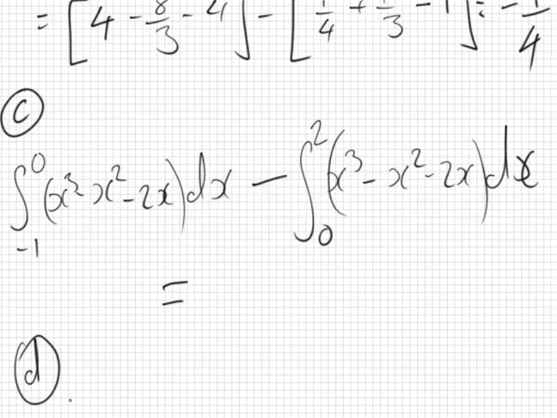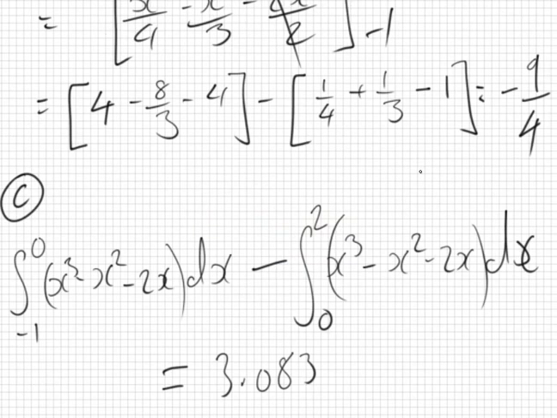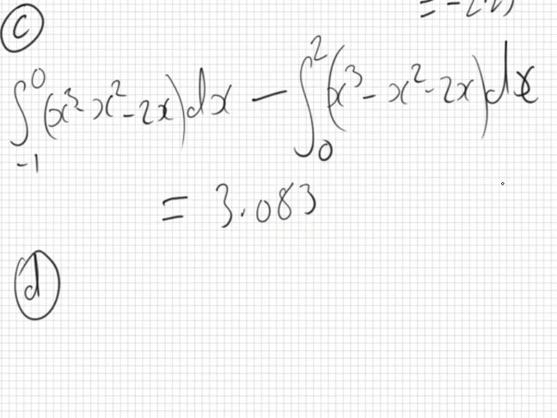Okay, so this here is 3.083. Whereas that previous one, just to write it as a decimal, is minus 9 over 4, which is minus 2.25. So the last part, D, comment. Why are the results different? Why is B different to C?